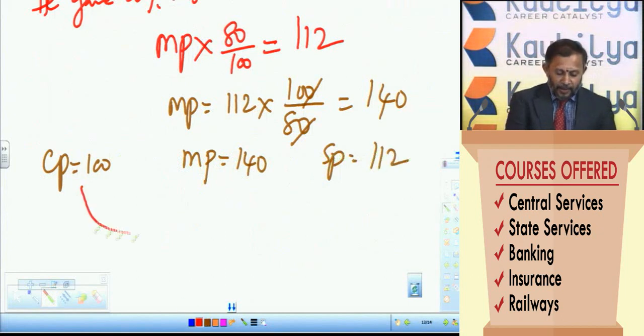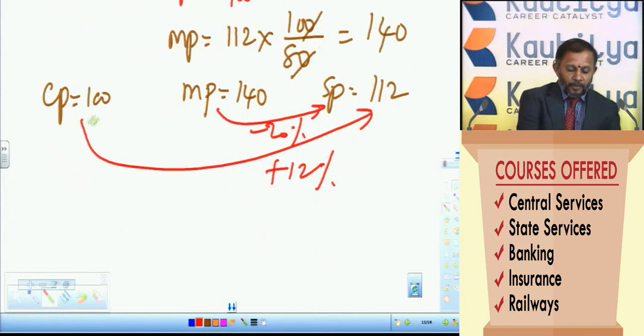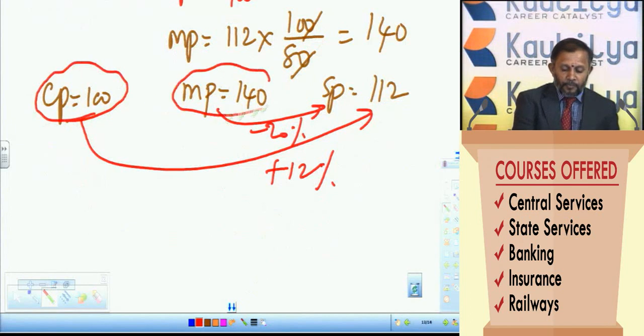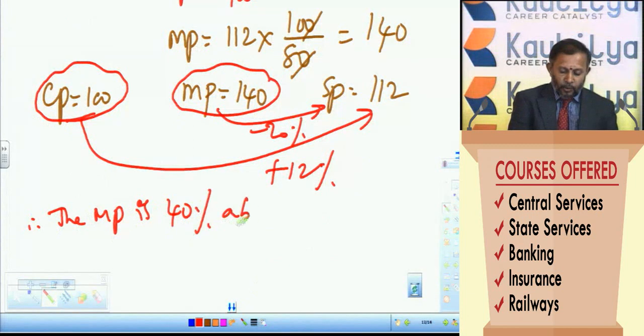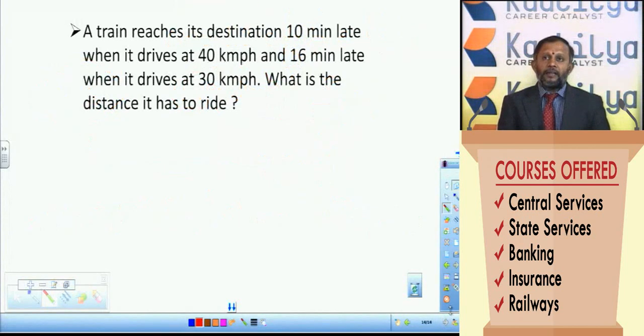So he had a profit of 12%, he gave a discount of 20%, and the question is, by what percent above the cost price is the marketing price. By observing these two, the cost price is 100, the marketing price is 140. So therefore you have to confirm the marketing price is 40% above the cost price. So all the components must be expressed on the paper. Here we have to make a comparison between cost price, marketing price and selling price.